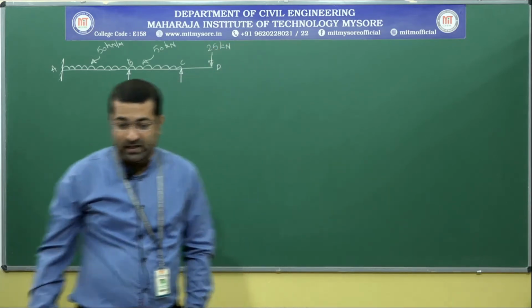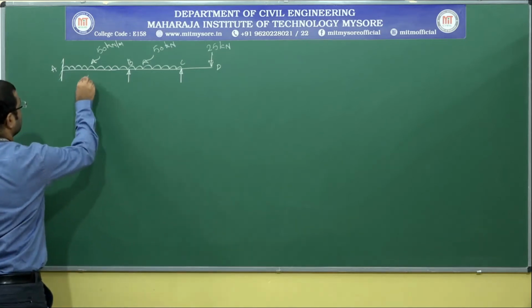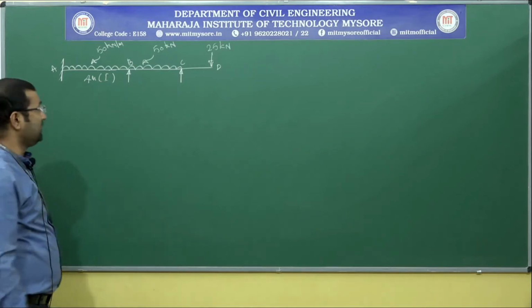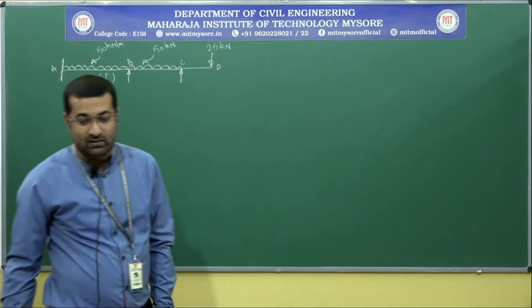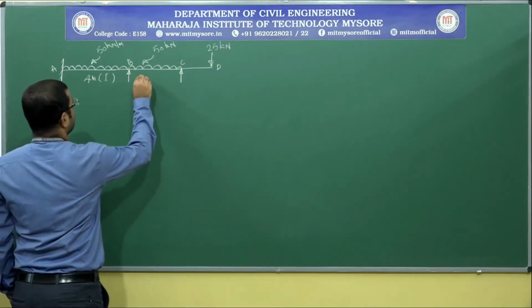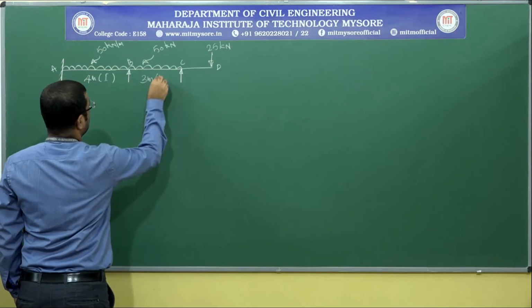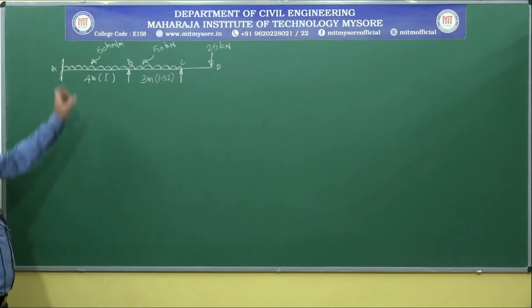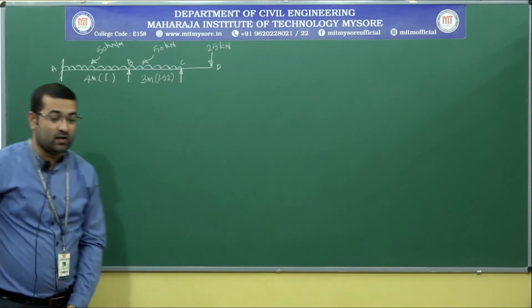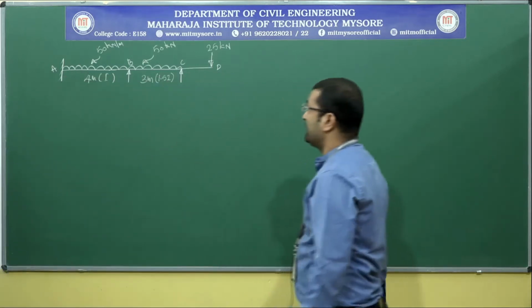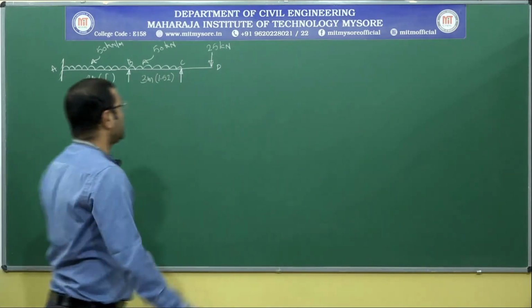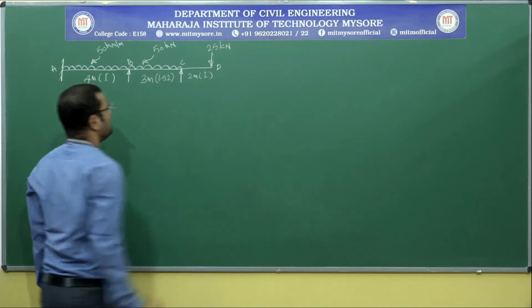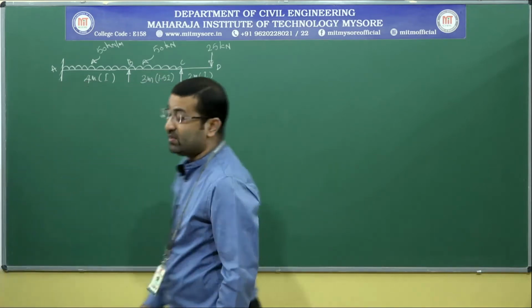Now, the span AB is 4 meter, and its I value, that is moment of inertia, is I, there is no change in the I value, whereas the span BC is about 3 meter, and here the I value is 1.5 times I. That is, whatever the I value we have for span AB, it is 50% greater for the span BC. And the overhanging portion is 2 meter in span, and its I value is also I, there is no change in the I value.